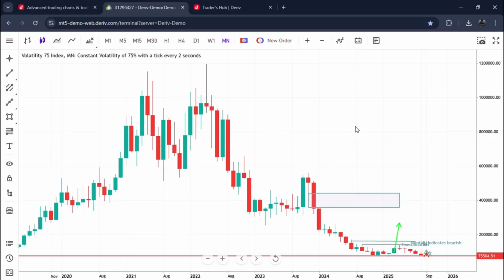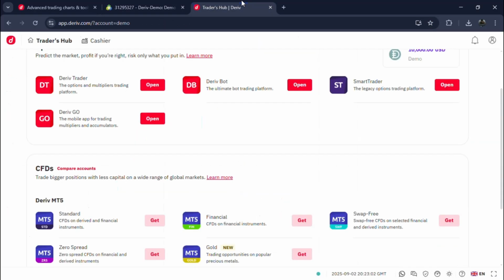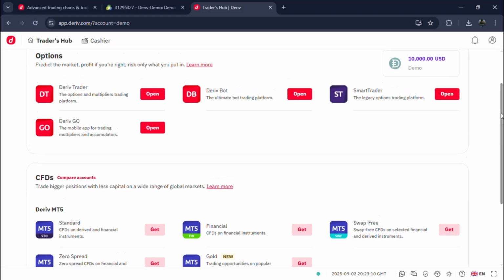And this is how Deriv broker looks. You can either go and sign up for a demo account or a real account. Under Deriv, you can trade options. You can clearly see here, there are different ways to trade options. You can use bots to trade options, or you can trade options under Deriv Trader. But for our case, we'll be using the CFDs further down.